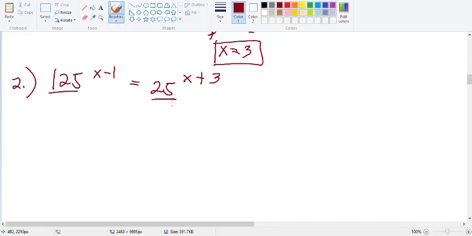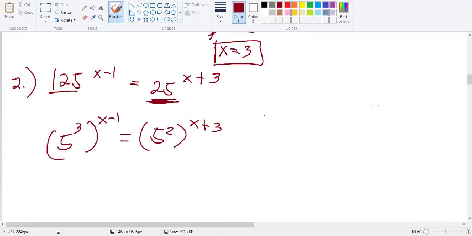25 square is 625. So, paano natin siya mahahanapan ng the same base? We can look into thinking that 25 is actually 5 square. Tama man? 5 times 5 is 25. Now, let's try to find in our calculators kung ano ba yung 125 na yan. 5 raised to 3 ba yan? It is indeed 5 raised to 3. So, this part is 5 raised to 3 raised to x minus 1.